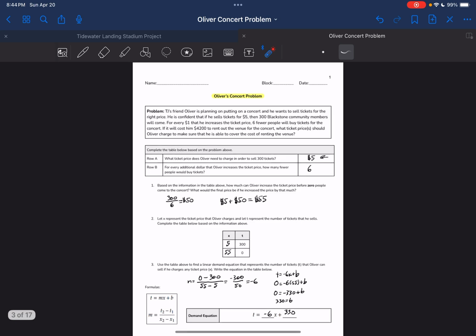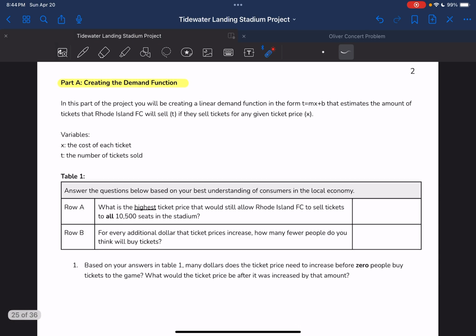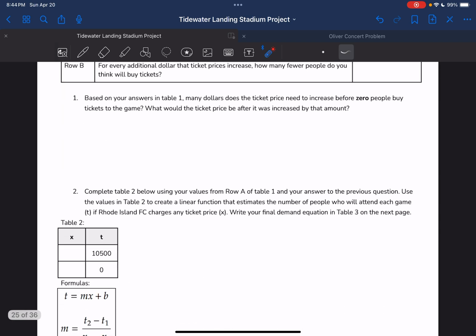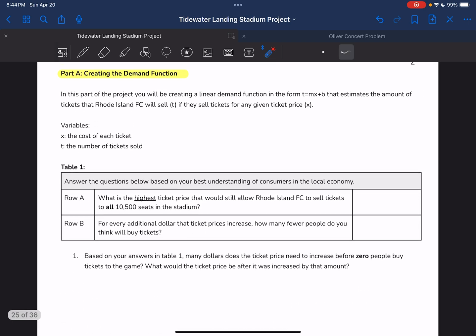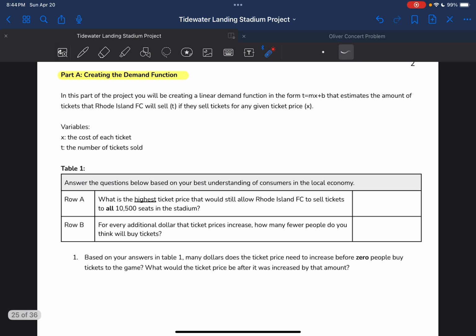Okay, so how is that going to help you with your project? Well, if we go over here, we see that it looks very similar. We have a lot of the similar stuff going on. So we're trying to create a demand function that's going to tell us for any ticket price, how many people are going to come to Tidewater Landing Stadium, right? So the variables are the exact same. But to do this, we're going to use different values. So you're going to come up with these values.